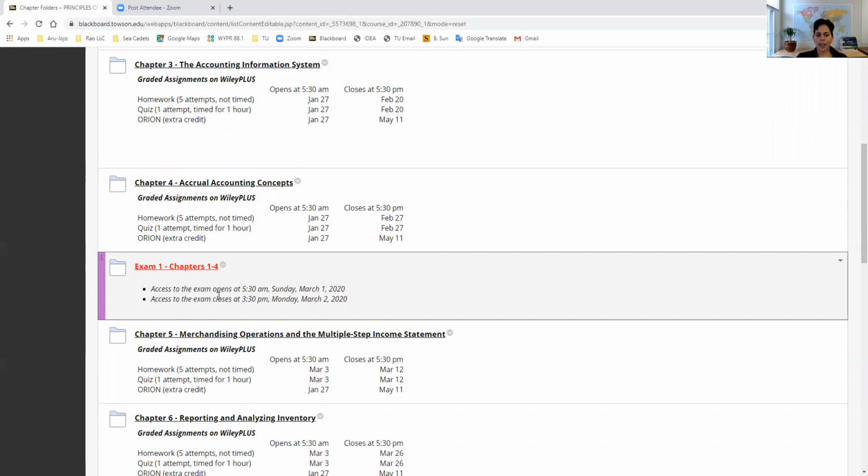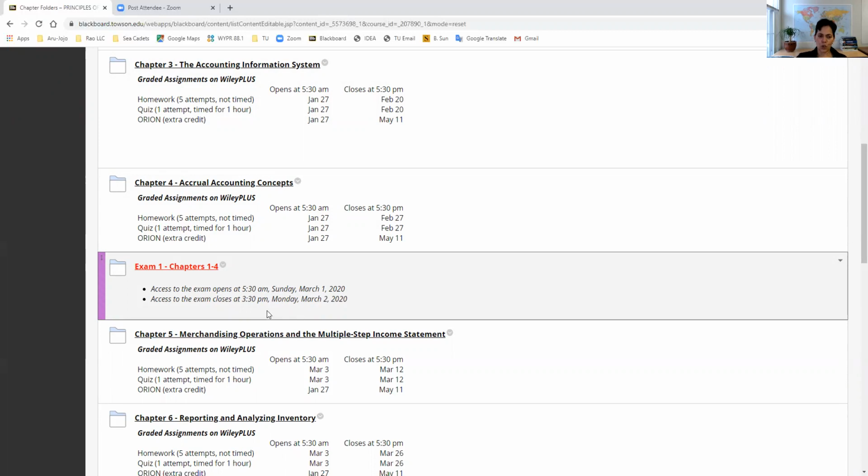Exam 1, chapters 1 through 4, I'll give you more information about what will be on the exam. It opens on a Sunday at 5:30 in the morning and it closes on Monday. So I've spread this over 2 days. For the exam, I'm giving you a weekend and a weekday, just so that if someone is working during the week and they want to do it on the weekend, they can do it. Or if you're coming to the computer lab and you need to do it at Towson, you will have it on Monday. Use your time very wisely.